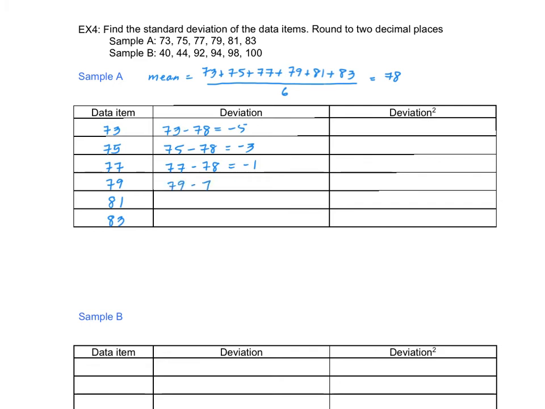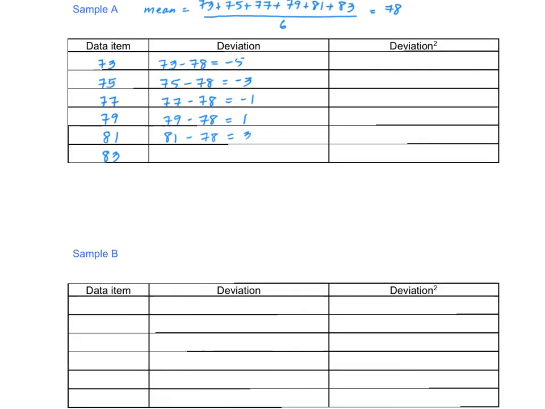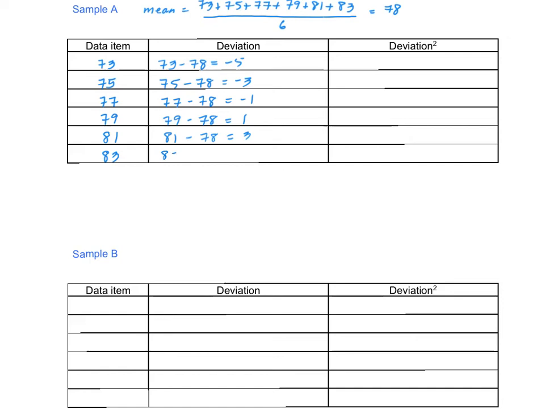79 minus 78 is positive 1. 81 minus 78 is a positive 3. And then 83 minus 78 would be a positive 5. Notice if I were to add up these deviations, it is 0, so I did my math correctly.